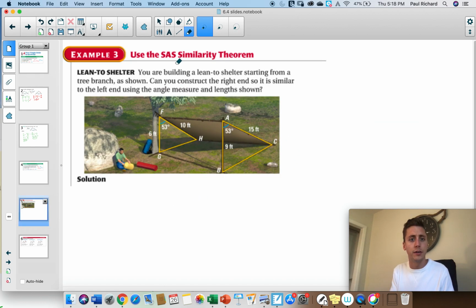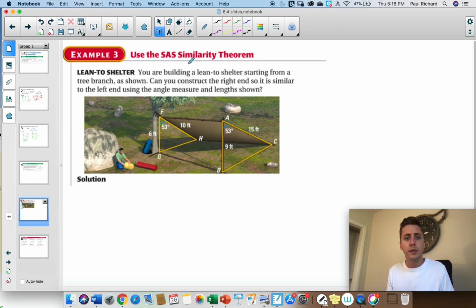All right, take a look at this diagram here. We have SAS similarity. So you're building a lean-to shelter starting from a tree branch as shown. Can you construct the right end so it is similar to the left end using the angle measure and length shown? Basically, this is just asking if these things are similar or not. All right, so let's just extract the geometry from this picture and talk about yes or no, are they similar or not? So 6, 53, and 10 corresponds with 9, 53, and 15.